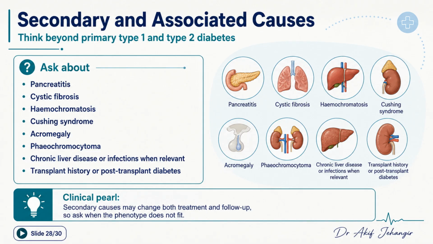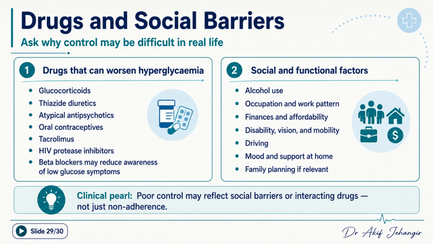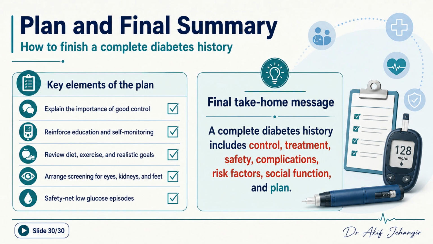These causes may change treatment and follow-up. Finally, ask why control may be difficult in real life. Review drugs that can worsen glucose, such as glucocorticoids, thiazide diuretics, atypical antipsychotics, tacrolimus, and HIV protease inhibitors. Beta blockers may reduce awareness of low glucose symptoms. Then ask about alcohol, work pattern, finances, affordability, disability, vision, mobility, driving, mood, support at home and family planning where relevant. Poor control is not always non-adherence. Sometimes it reflects barriers.